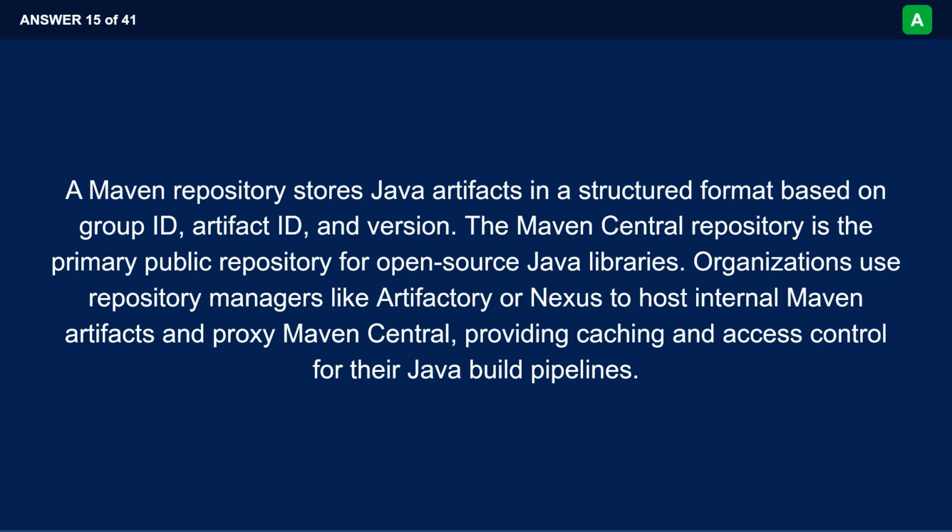Organizations use repository managers like Artifactory or Nexus to host internal Maven artifacts and proxy Maven Central, providing caching and access control for their Java build pipelines.